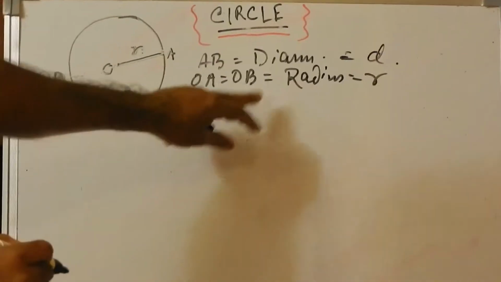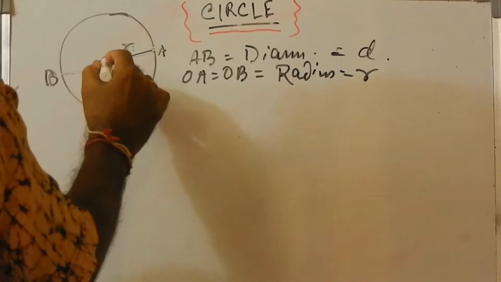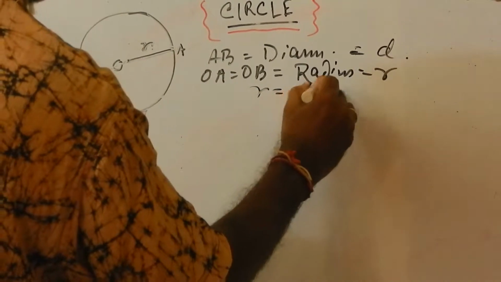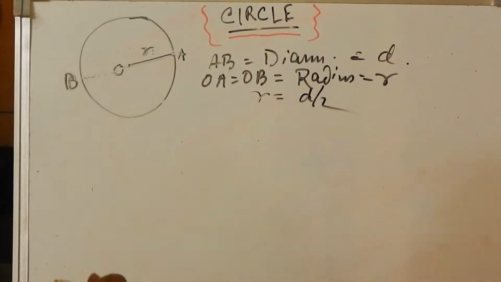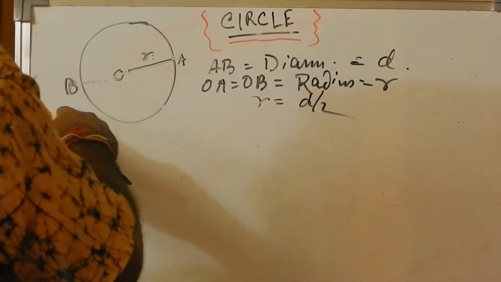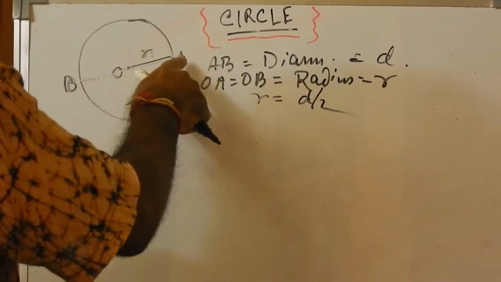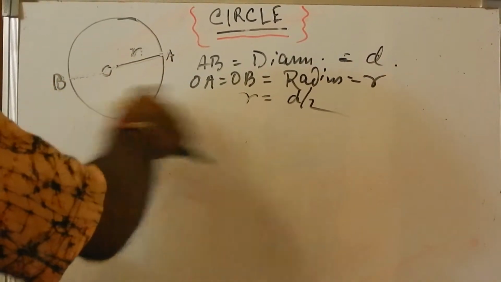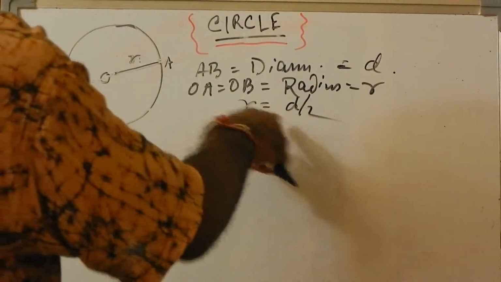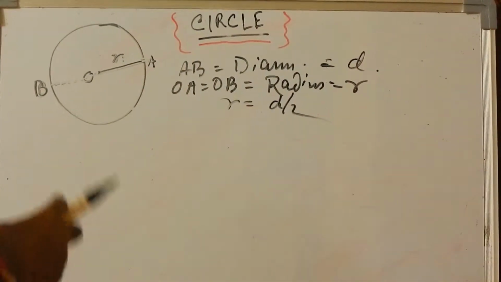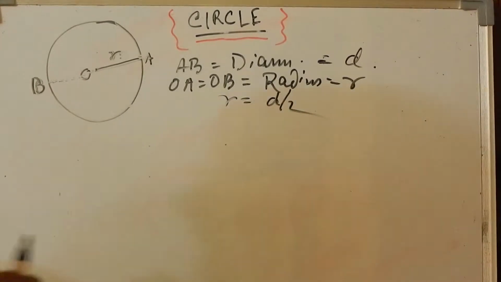So radius and diameter, and obviously as you see that radius equal to diameter by half, or 2r equal to D, because OA equal to OB. So AB is the diameter and OB is the radius, OA is the radius, so 2r equal to D, or r equal to D by 2. It's already known to you.